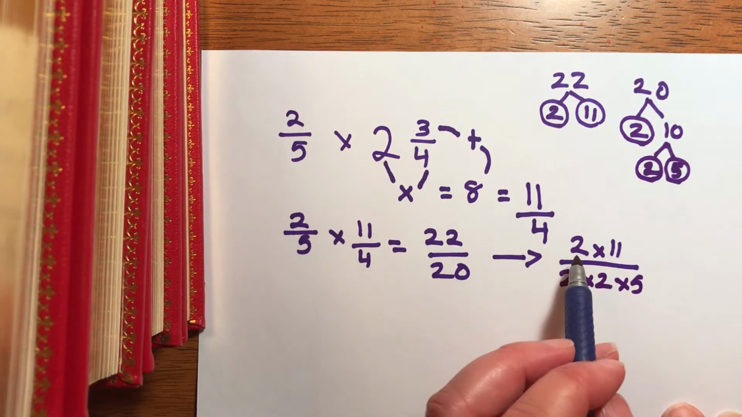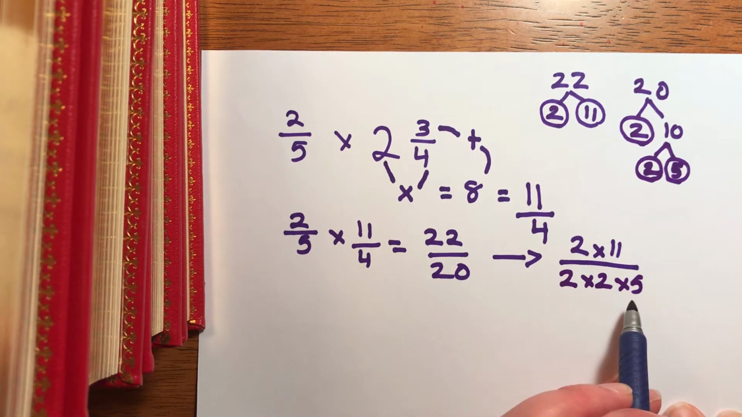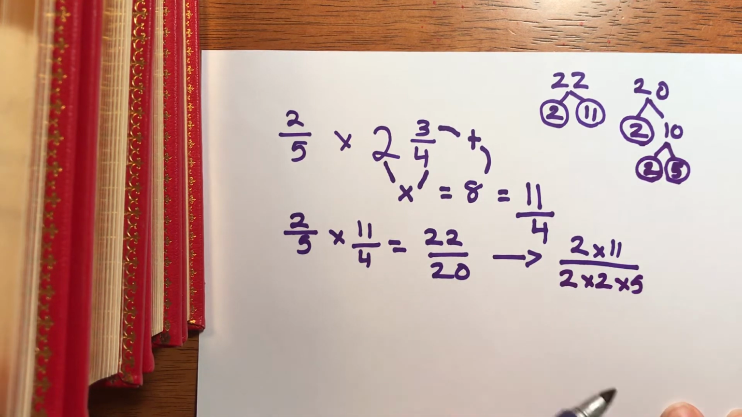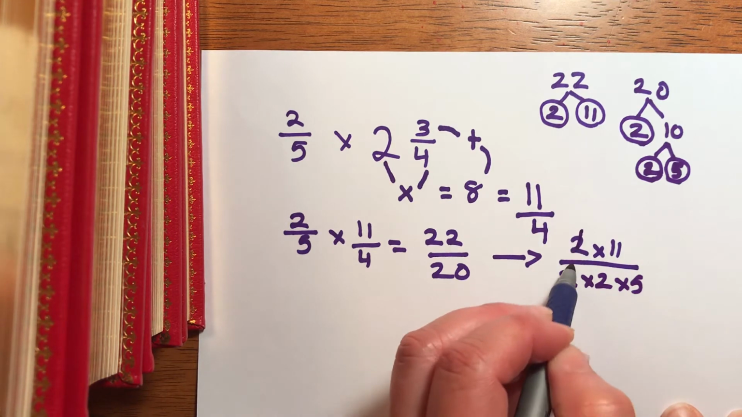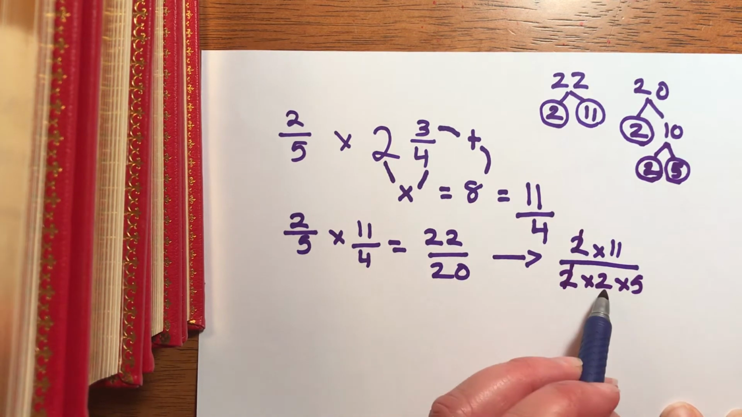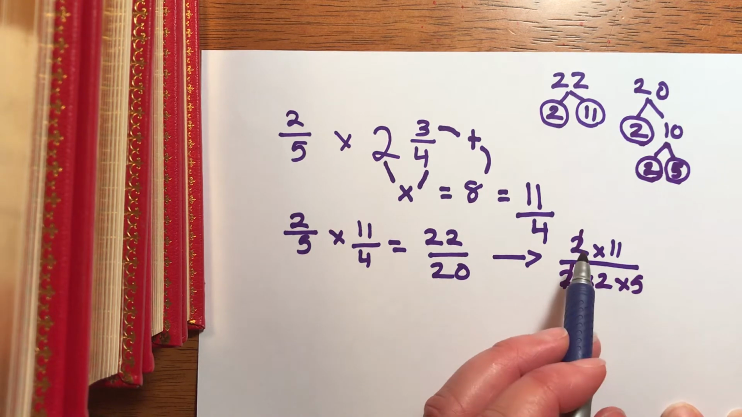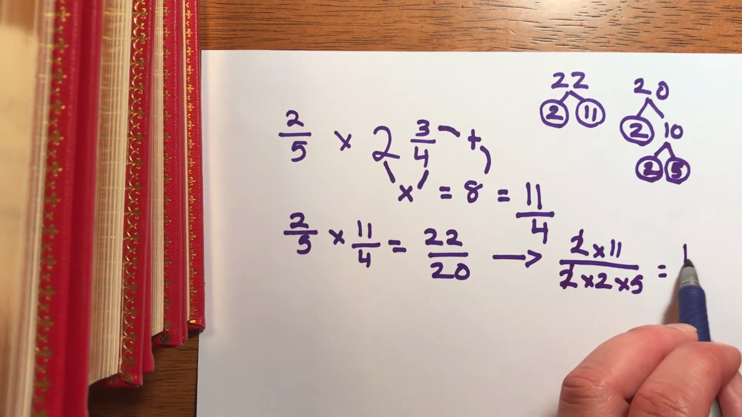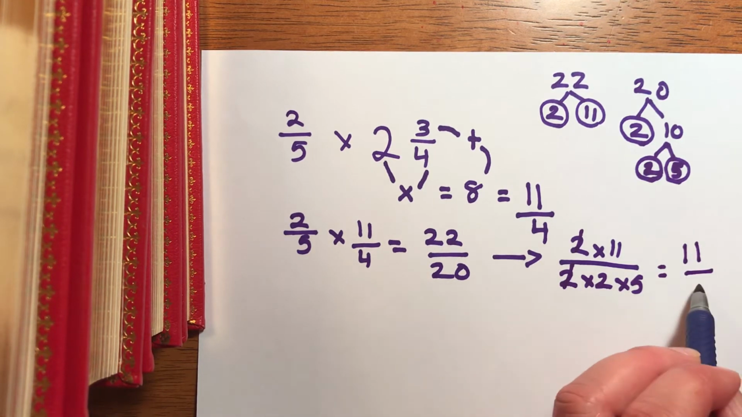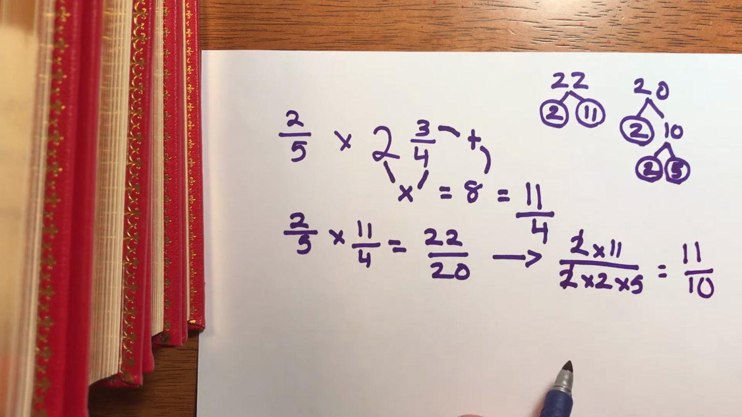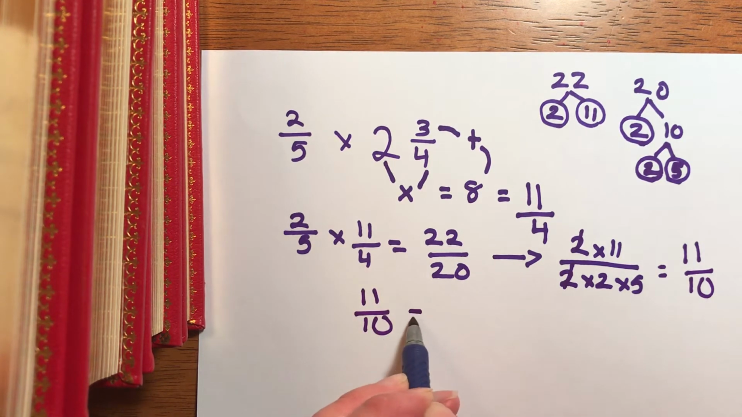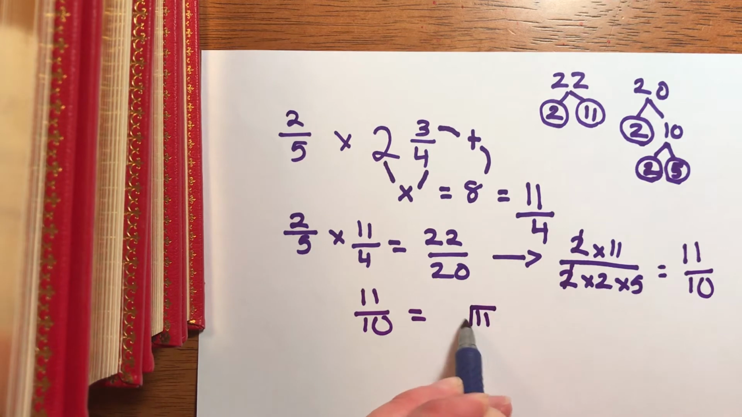Now, I still have 22 on top. I still have 20 on the bottom. But now I can compare my top and bottom and cross off what I see the same. I have a 2 on the top and the bottom. I can cross those off. I cannot cross this 2 off because I don't have another 2 on top. Now, I still have my improper fraction. 11 is left on top and 10 is on the bottom. But all I need to do now is divide my numerator by my denominator. Because remember, 11/10 is the same thing as 11 divided by 10.